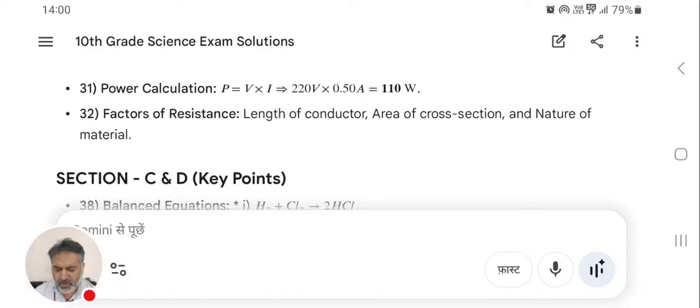Question number 32. On what factors does the resistance of a conductor depend? The length of the conductor, area of cross section and nature of material. Question number 33. Name two safety measures commonly used in electric circuits and appliances. A fuse should be used and an earthing wire should be used.